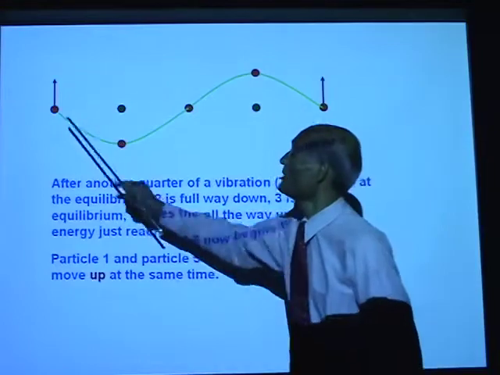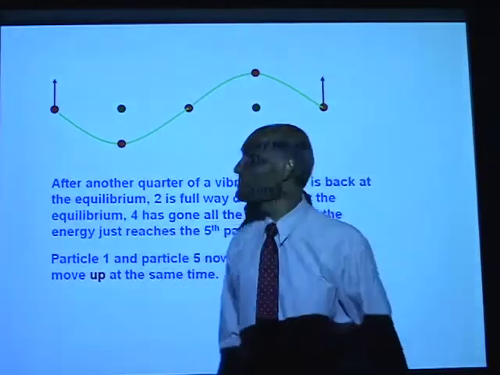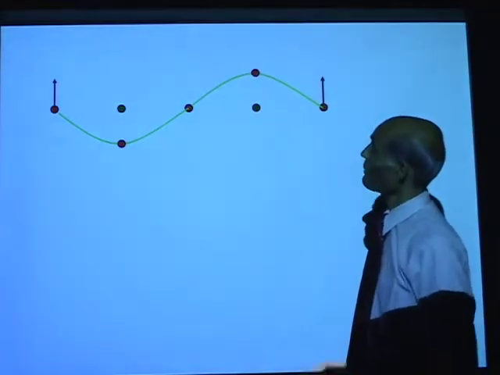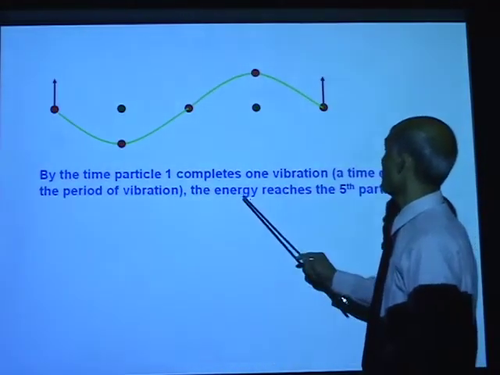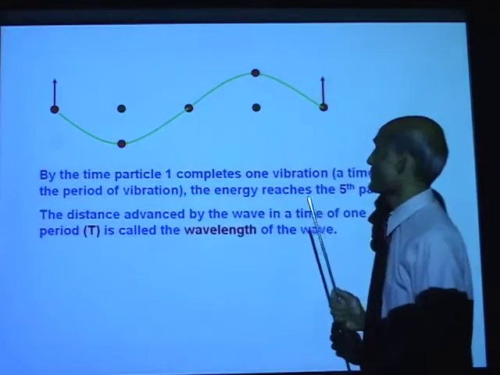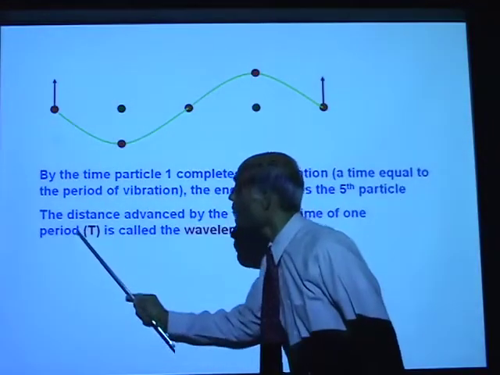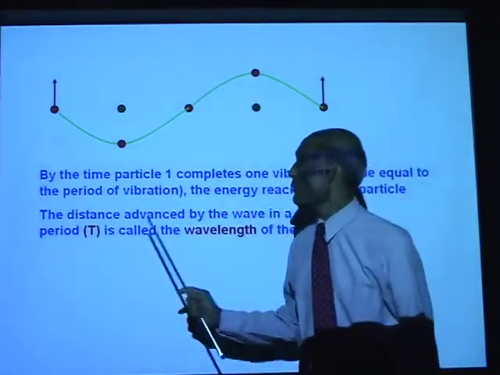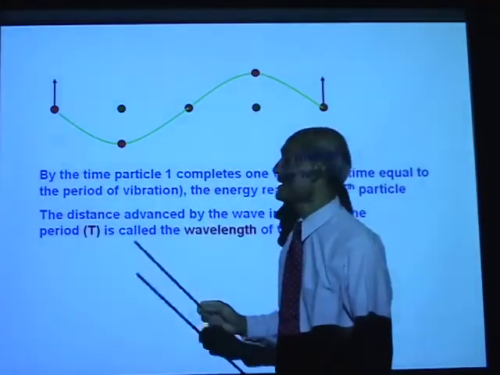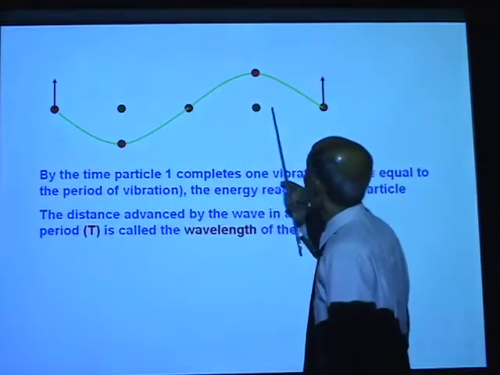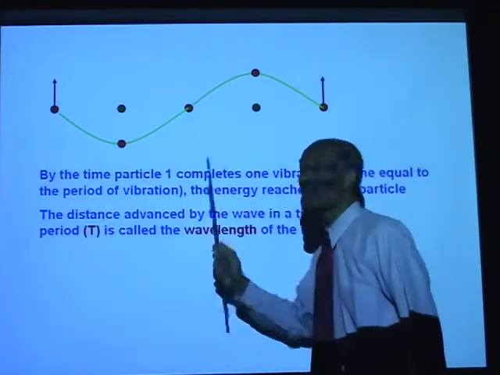Particle 1 and particle 5 are now going to go together. They will be in phase. And these two are the two nearest particles that are in the same phase of vibration. All right. So by the time particle one completes one vibration, the energy reaches the fifth particle. That means the distance advanced by the wave in a time of one period. You see, that one period is the time taken by one particle to complete one vibration. During that time, the wave advanced this distance. And this distance is called the wavelength of the wave.